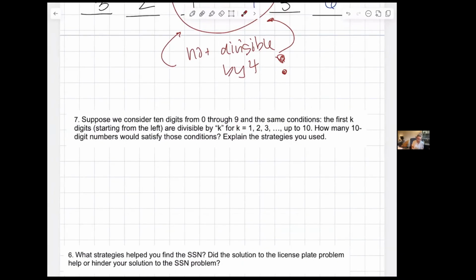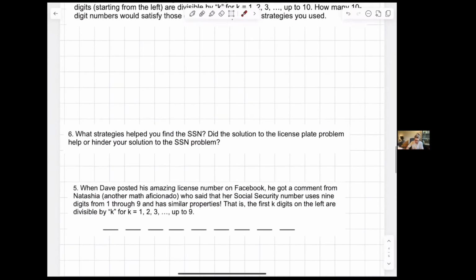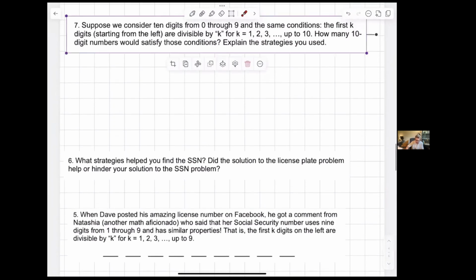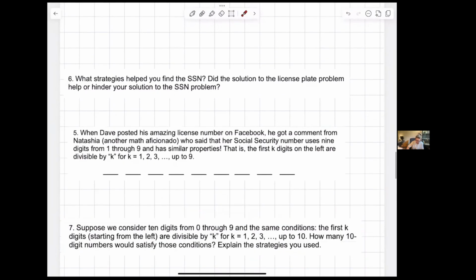So now let's think about, what if we had, oops, sorry, I moved things around a little bit because I ran out of space. Let me move this out of the way.